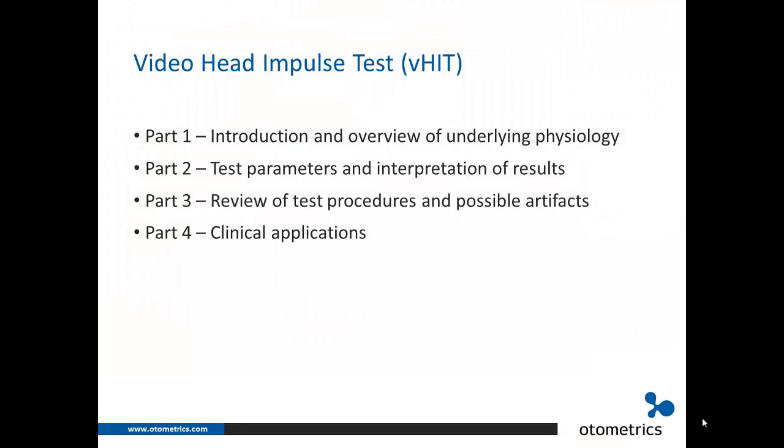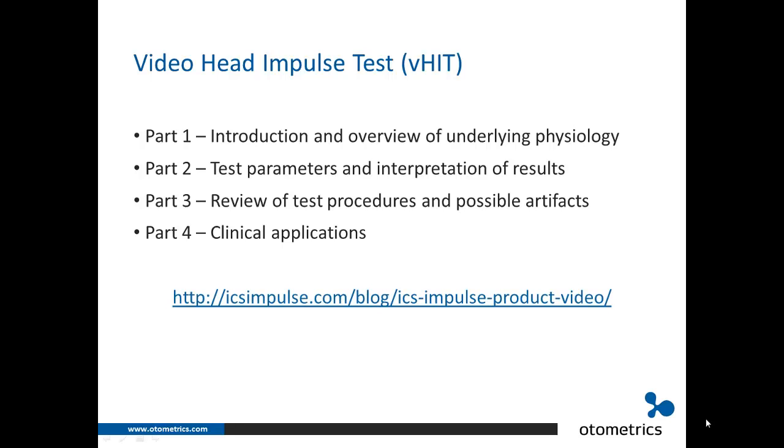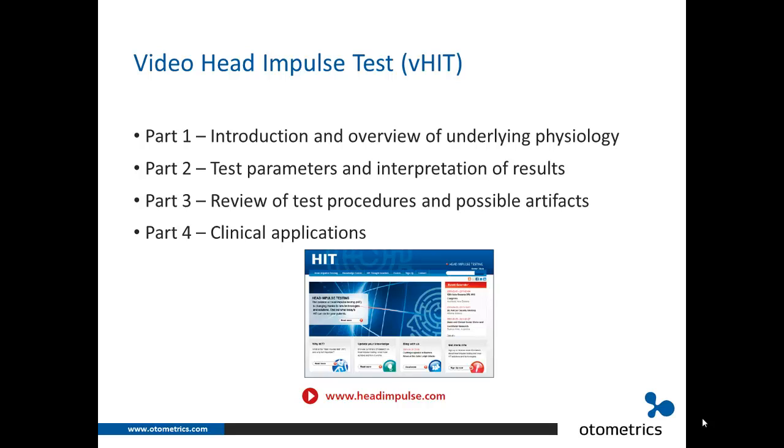This 4-part video series provides the information that's needed to perform and interpret the video head impulse test. If you're not familiar with performing vHIT, please see this video for a demonstration first. Most of the information in this presentation is based on the work of Halmagyi, Korthoys, and their colleagues at the University of Sydney. For a complete list of references and other useful information, check out headimpulse.com. Part 1 of this video series is an introduction to vHIT and a review of its underlying physiology.